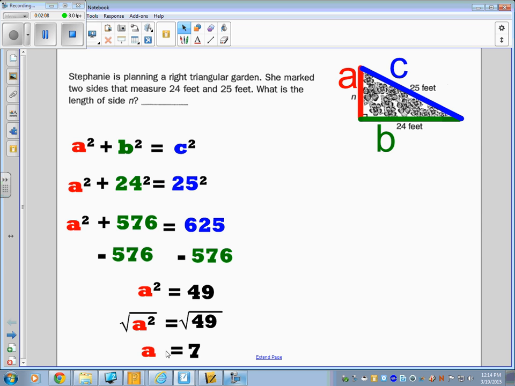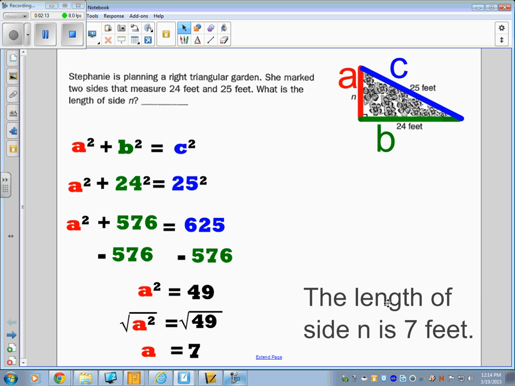Now, our final step, since this is a word problem, is to give a word answer with units. The length of side N is 7 feet.